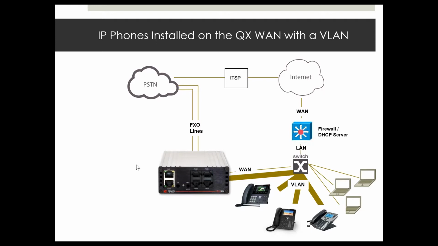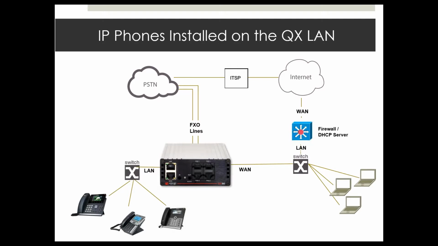A second scenario, similar to the first, is physically everything's the same, but there's a VLAN that's created where you can put the phones in a VLAN, and the QX is going to have a second IP address on that WAN port, and it can act as the DHCP server across the VLANs. And this works real well because it keeps your voice traffic separate from your computer traffic, your data traffic.